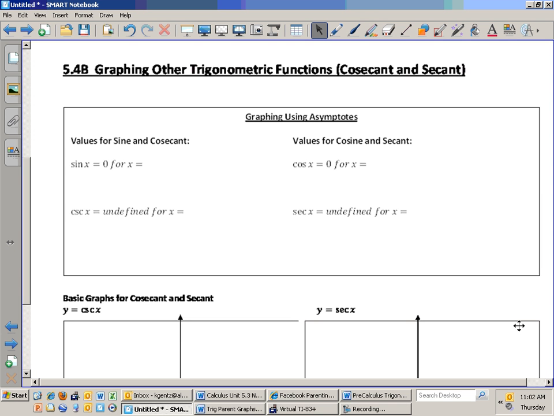Okay, today we get to graph other trigonometric functions, which include cosecant and secant. And here's what we need to know. Sine is equal to 0 for these following values: 0, pi, 2 pi, or any pi times an integer.